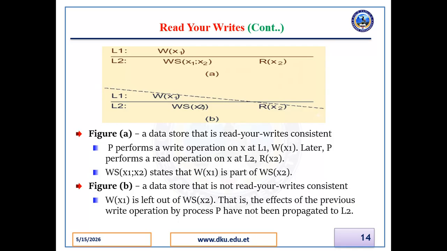So a data store that is read your writes consistent: there is a process P that performs a write operation on X at L1, that is local copy 1. So write of X1. Later, P performs a read operation on X at L2, that is already propagated.